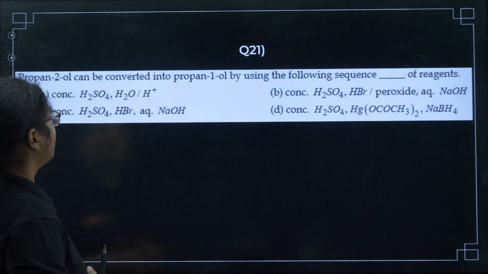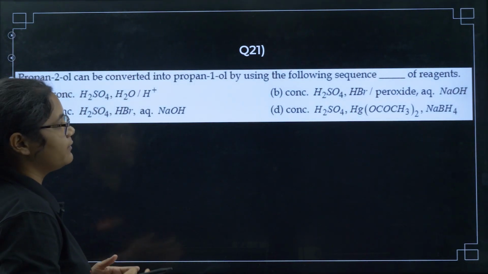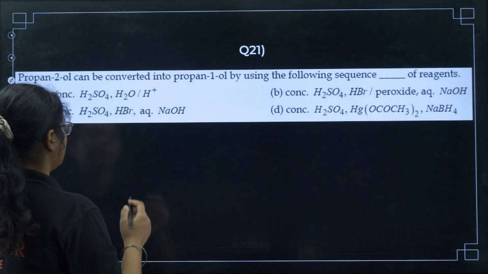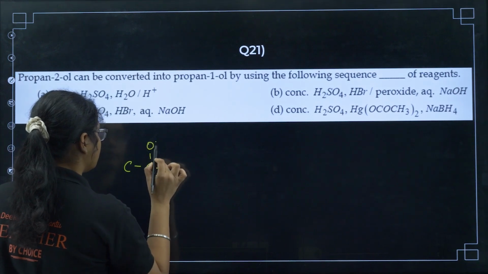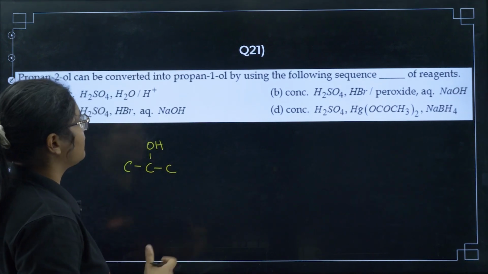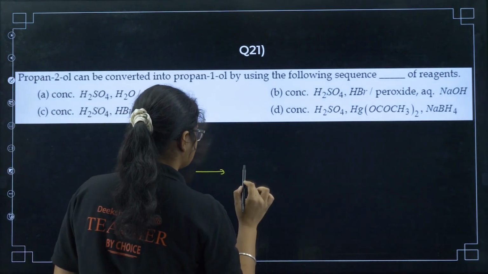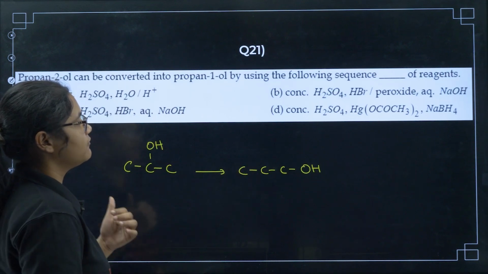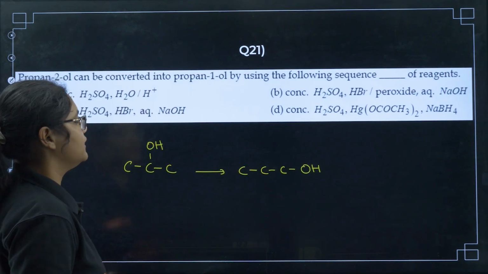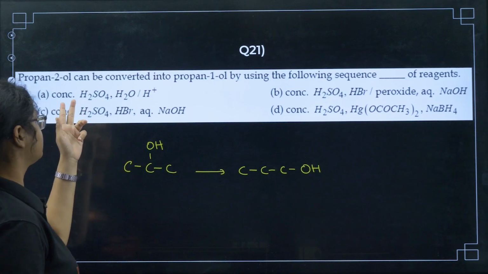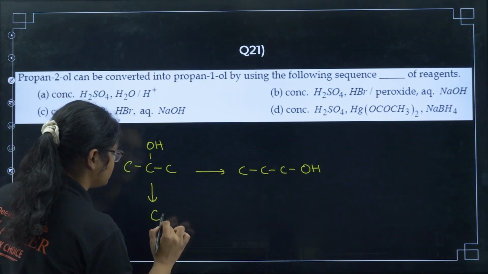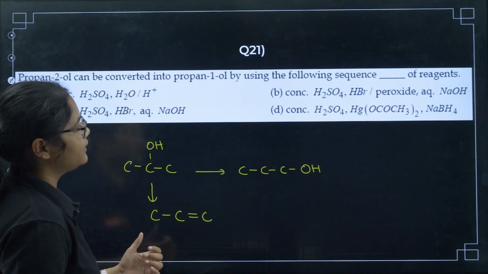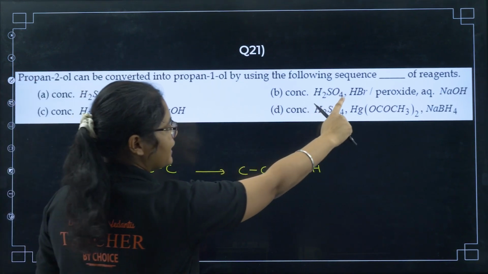Next, question 21: propan-2-ol can be converted to propan-1-ol by using the following sequence of reagents. So first, concentrated H2SO4 is used. If I use concentrated H2SO4, I will get propene, right? After that you have to treat it with HBr and peroxide.